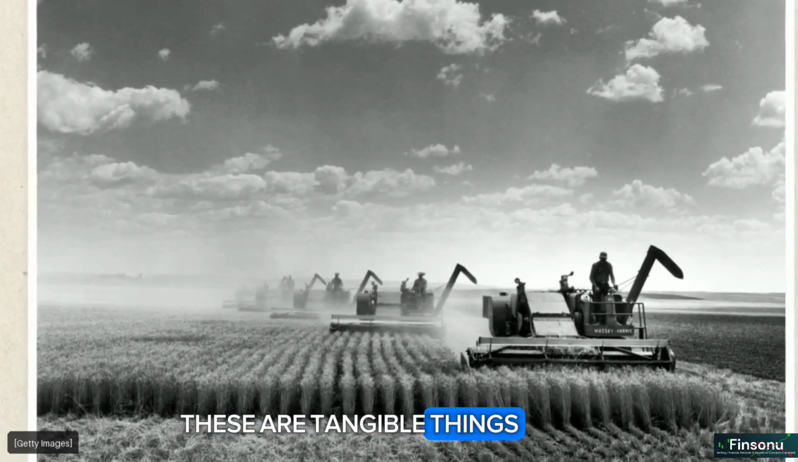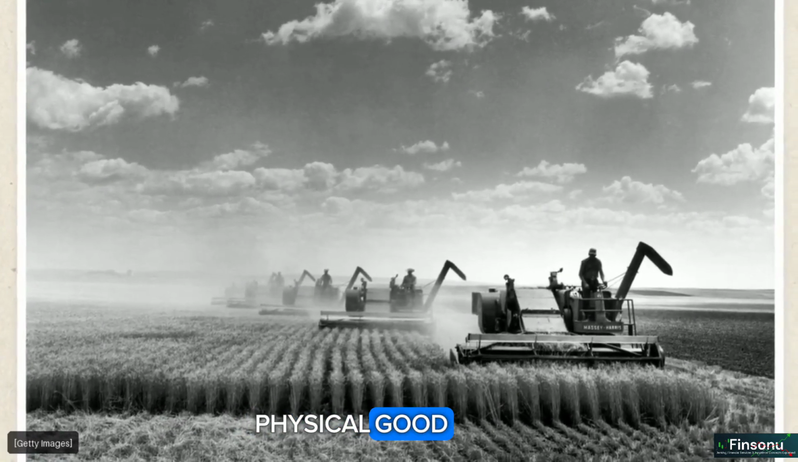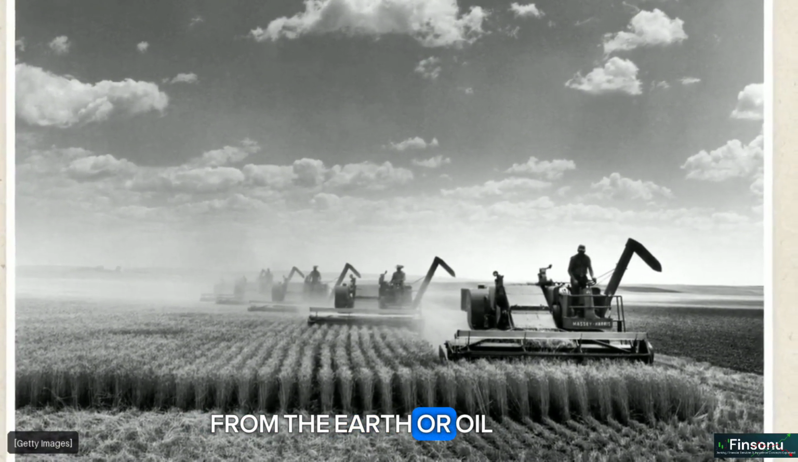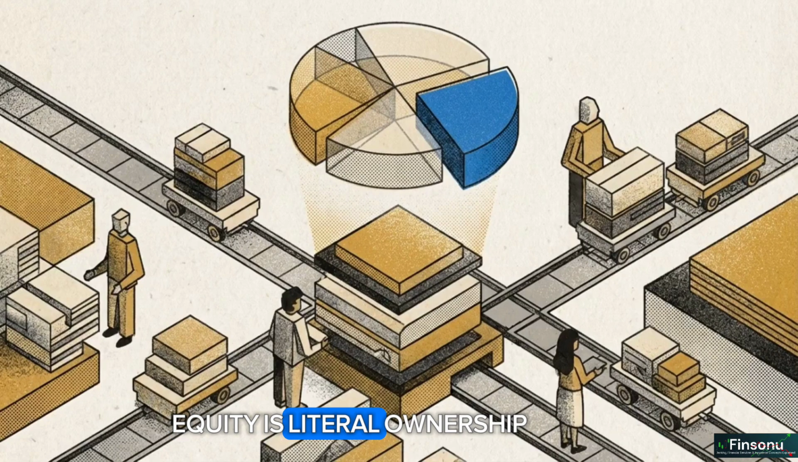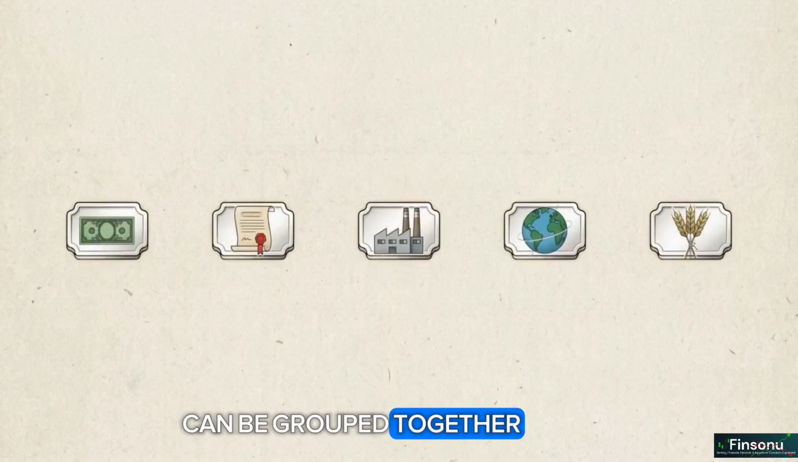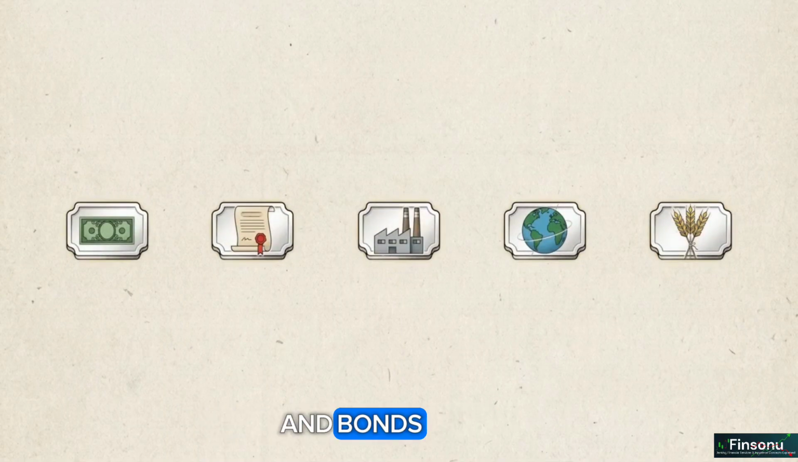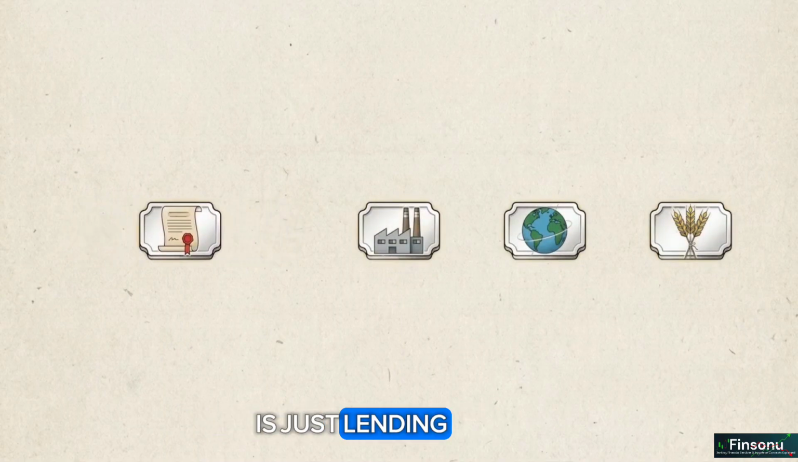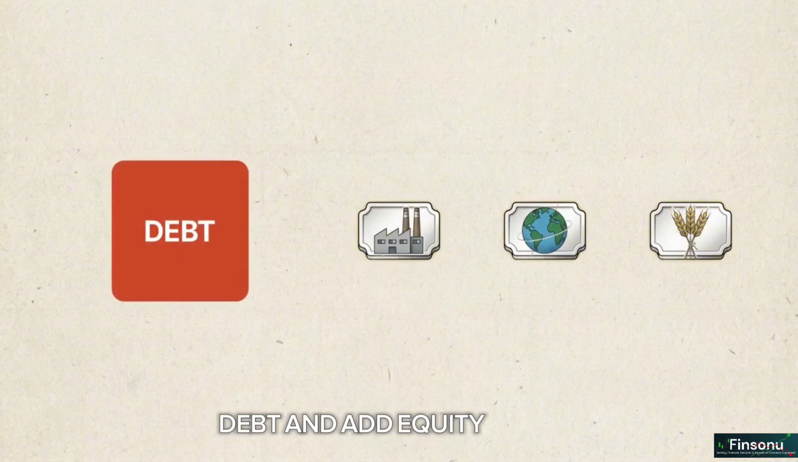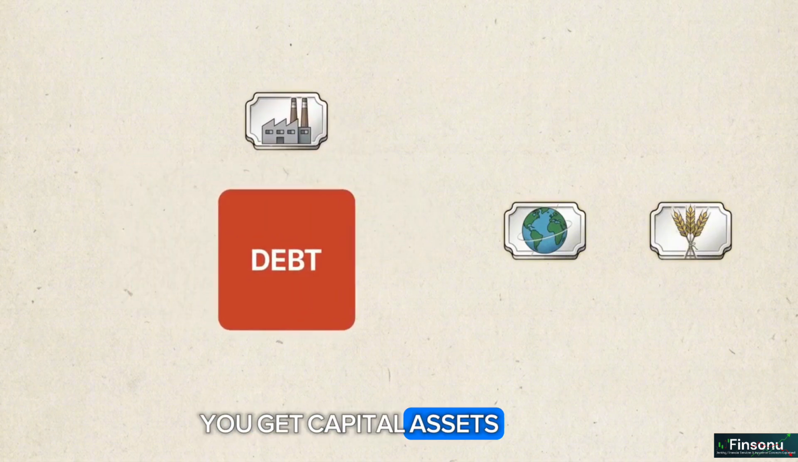These are tangible things. A commodity is a physical good, like wheat being pulled from the earth, or oil. Equity is literal ownership in a functioning company. These 5 base elements can be grouped together. If you combine money and bonds, you get debt, which is just lending. If you take that debt and add equity, you get capital assets.